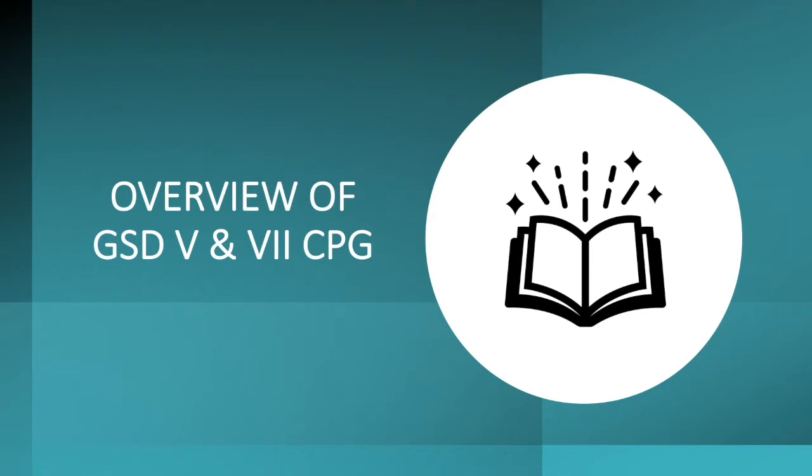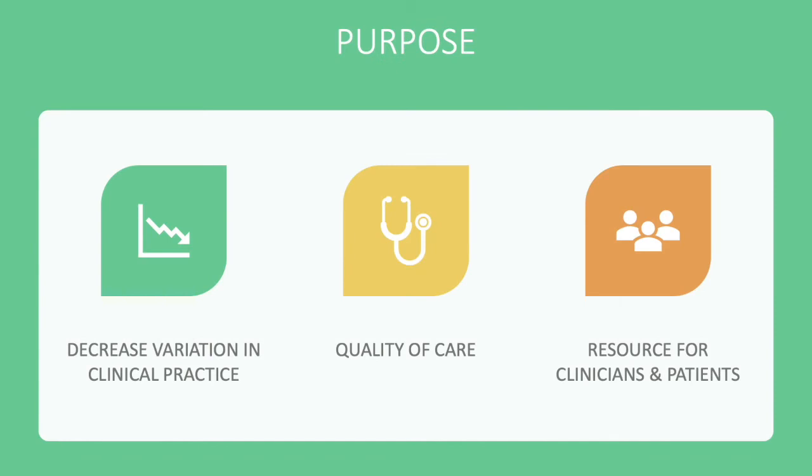What I will do at this point is provide an overview of the CPGs for GSD5 and 7. So we begin the CPGs to discuss the purpose. Why did we do this? Essentially, we developed these clinical practice guidelines to serve as a resource for clinicians and patients. We hope that these CPGs will decrease variation in clinical practice, as we have heard from patients that they are offered different recommendations across the globe, and ultimately to improve the quality of care for those who are affected.